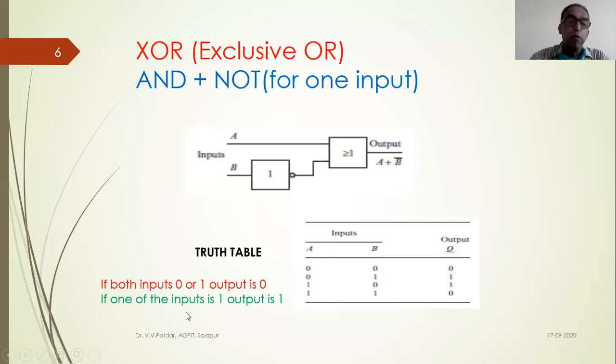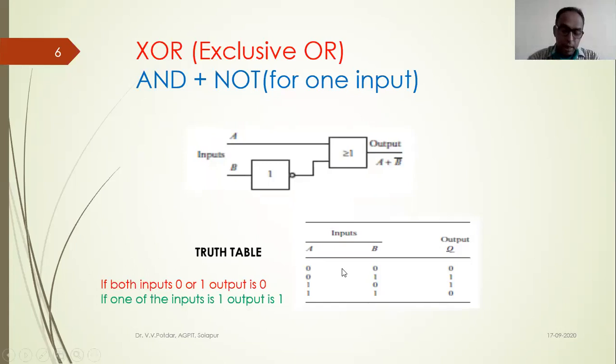If one of the inputs is 1, then the output is 1. Very important. If one of the inputs is 1, the output is 1. So when one of the inputs is 1, the output is 1. Okay, so this is the truth table for exclusive OR.